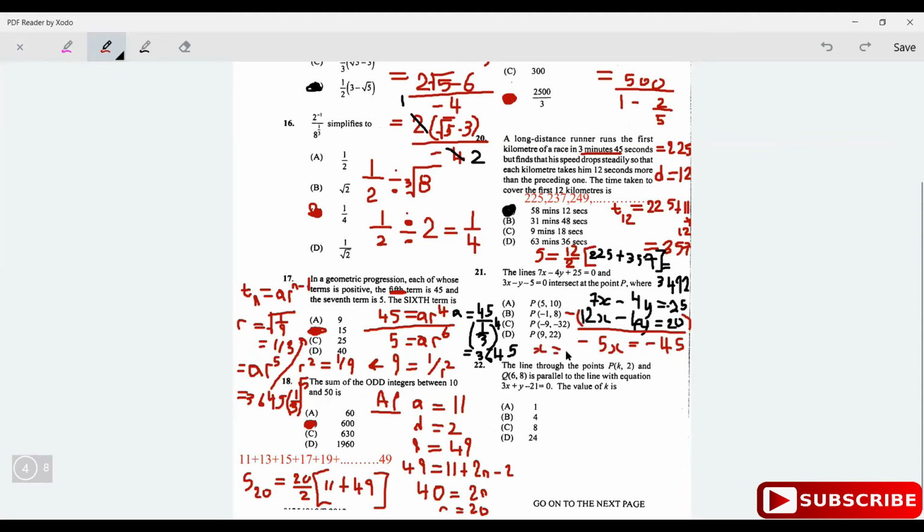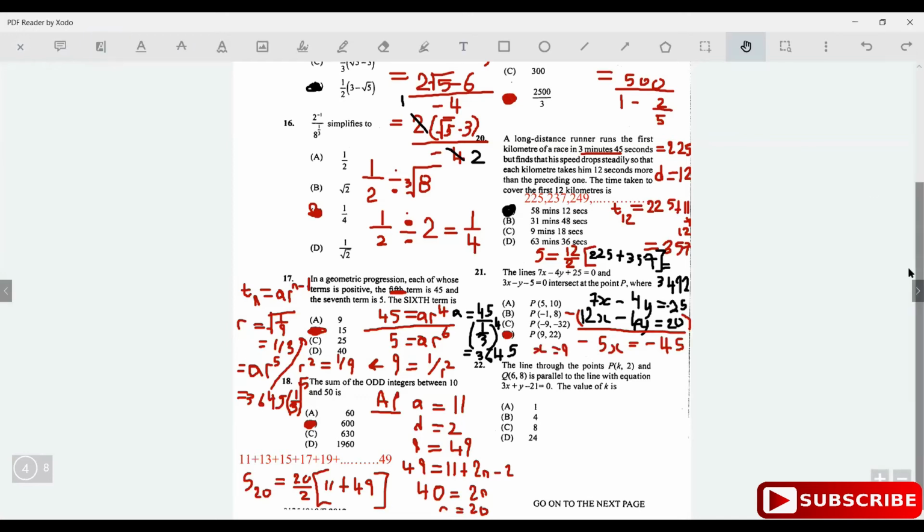Now you may proceed and find the y value, but there's only one option where x is 9, which is option D. Since we get x is 9, we can stop right there and say 9, 22. To verify your answer, you can put x as 9 right here: 7 times 9 minus 4 times 22 plus 25. You're going to get 0. And you can put 9 and 22 right here, and you're going to also get 0.